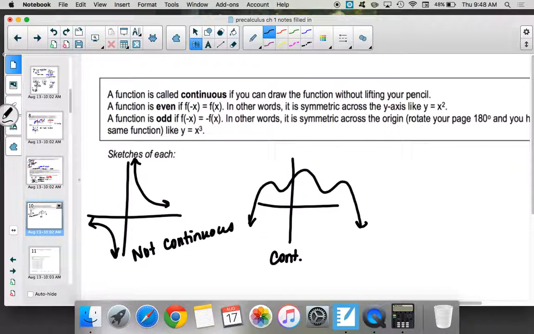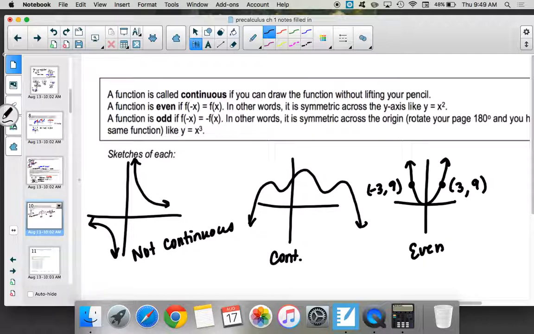Okay, even and odd. So an even function is something like y equals x squared. This would be even, because if I plug in 3, I get 9. If I plug in -3, I also get the same number, 9. That's what an even function is. For every x value you plug in, if you plug in the opposite x value, you get the exact same y values. So we say it's symmetric across the x-axis. Oh, y-axis, I mean.